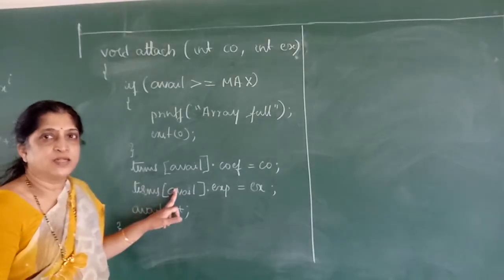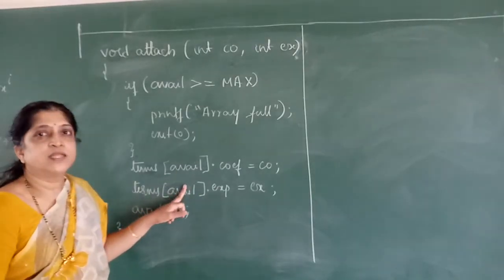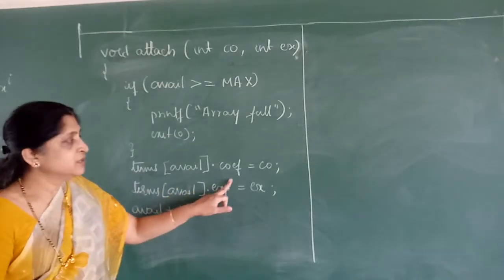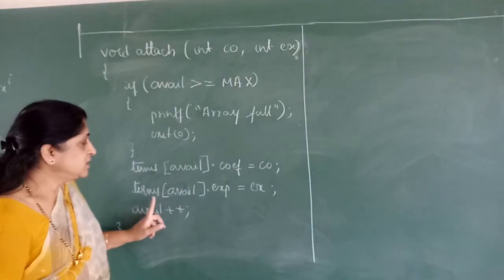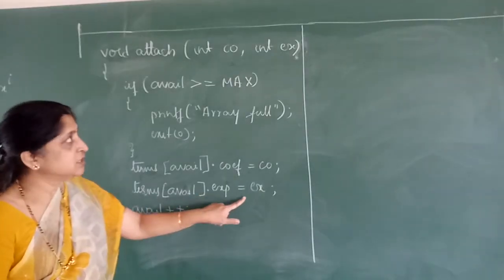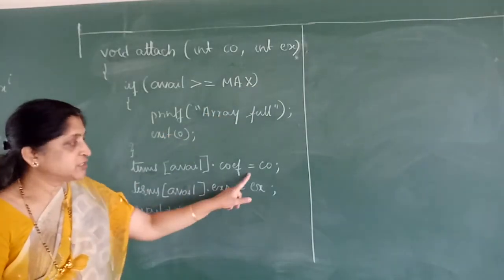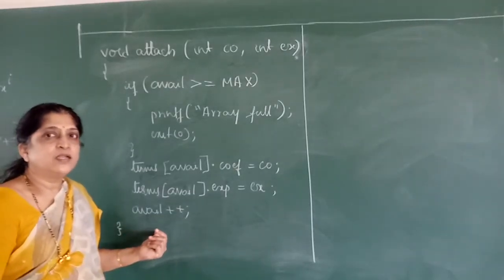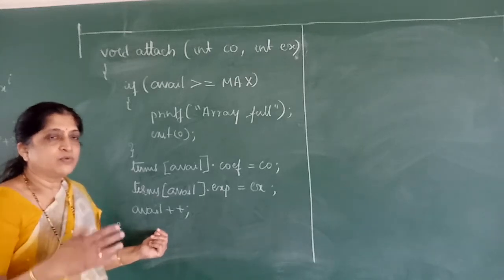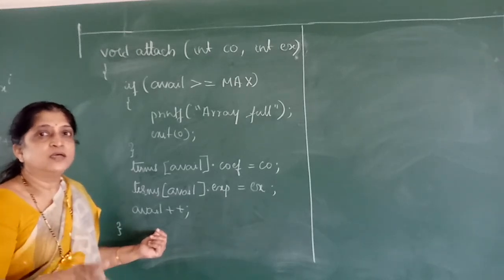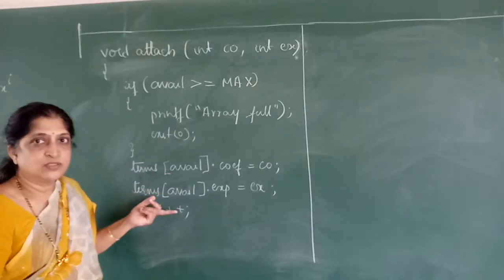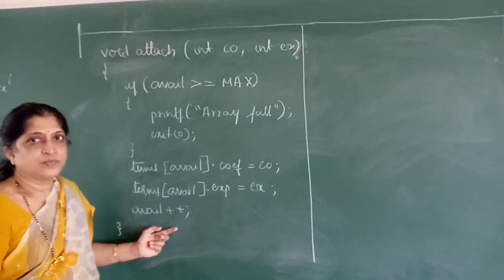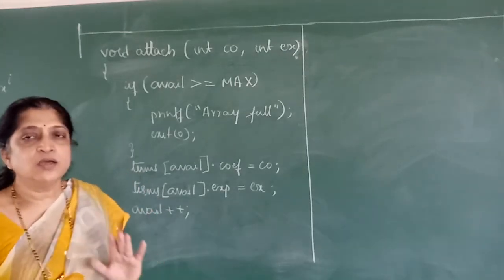Terms of avail. This avail will hold the index of the available location. So terms of avail dot coefficient is equal to CO, and terms of avail dot exponent is equal to EX. So we are storing in this. Then we have to increment avail, indicating that we have to advance to the next location in the array. We already have stored the value at this available location, then increment the avail by 1. So this is for attaching a term to the polynomial.